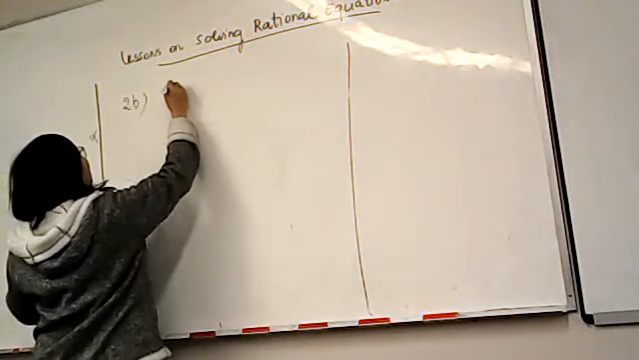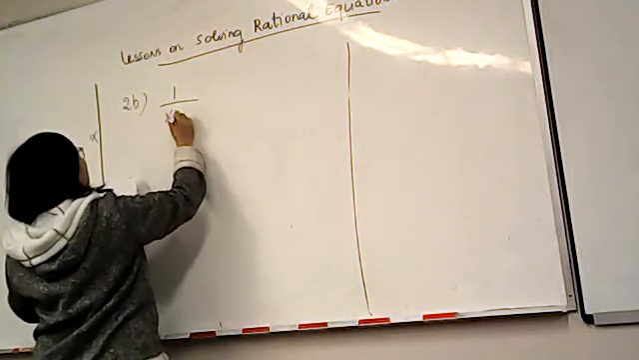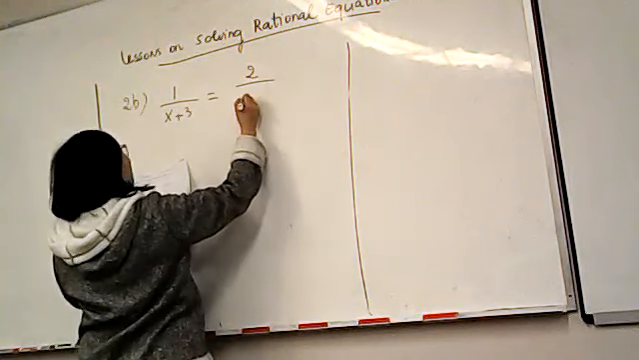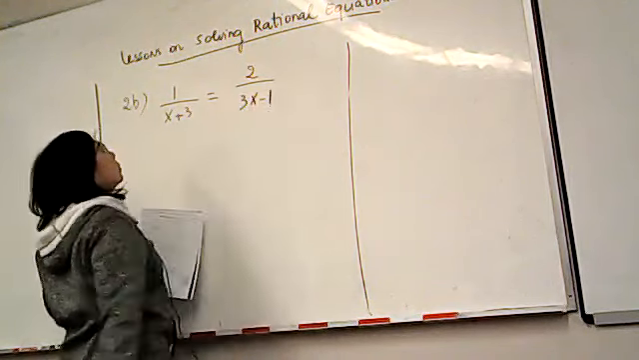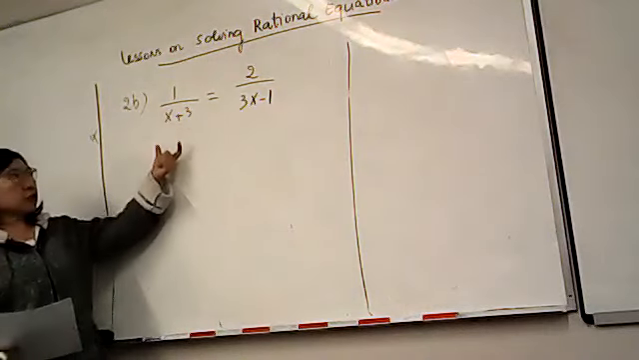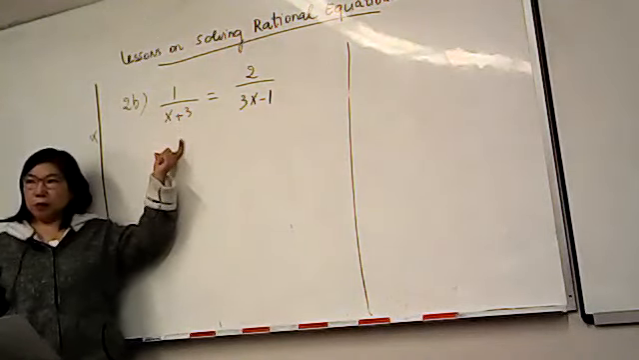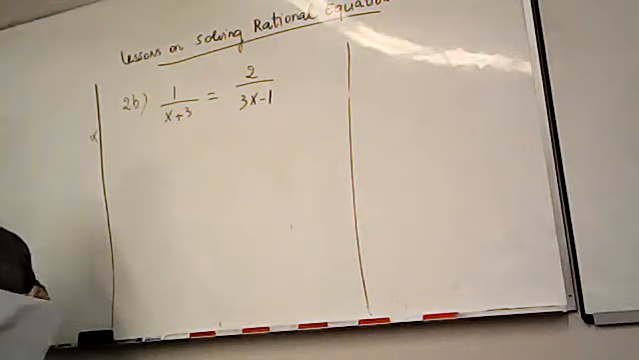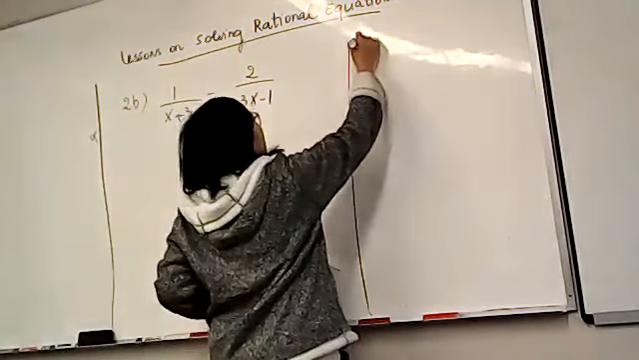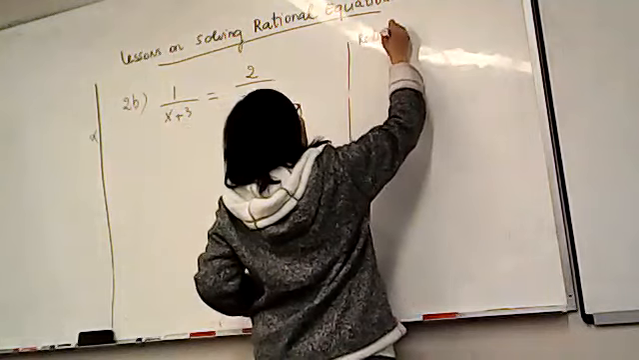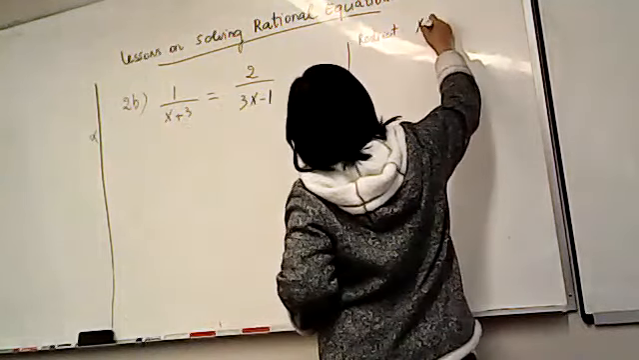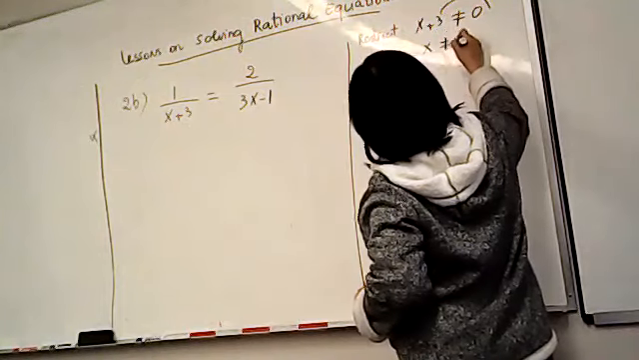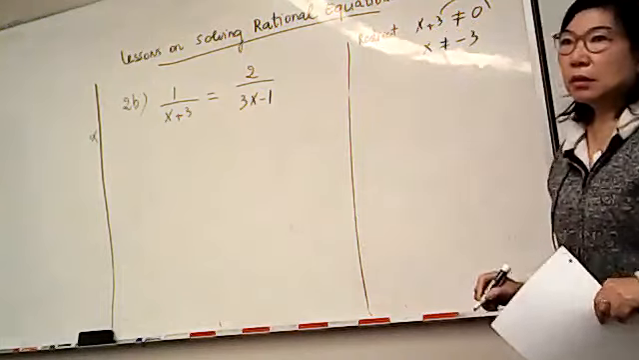2B, we have 1 over x plus 3 equals 2 over 3x minus 1. So now we have a fraction with two terms instead of one term, right? We have two numbers at the bottom. So let's restrict it first. Restrict. X plus 3 cannot be 0. Move it over. X cannot be -3. Right?